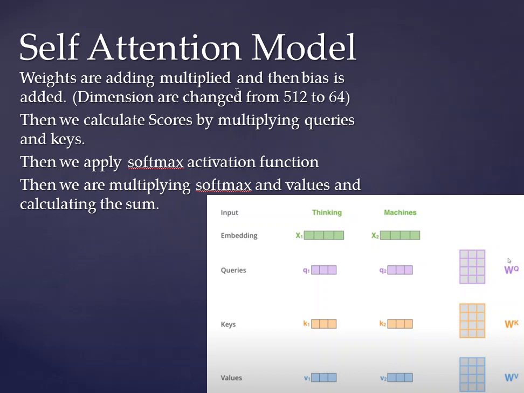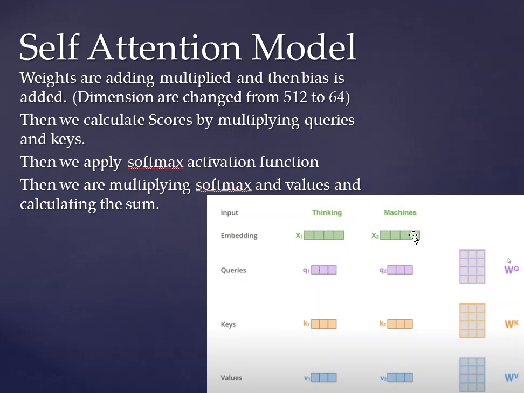Weights are multiplied, and then bias is added. This is the diagram which we can see. What we can infer from this diagram is, firstly, these are the words: thinking is a word and machine is a word. Their dimensions are changed from the actual dimension to 512. This is multiplied with the matrix Wq, the query weights, and then we get the result as q1.